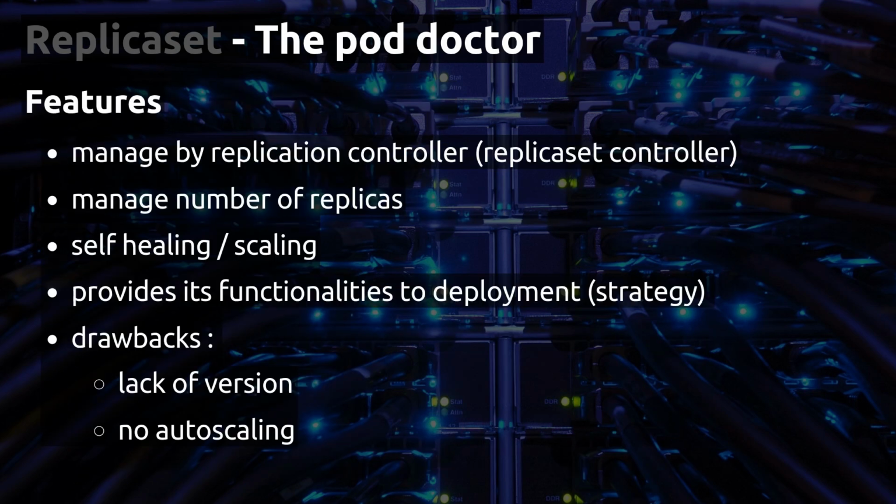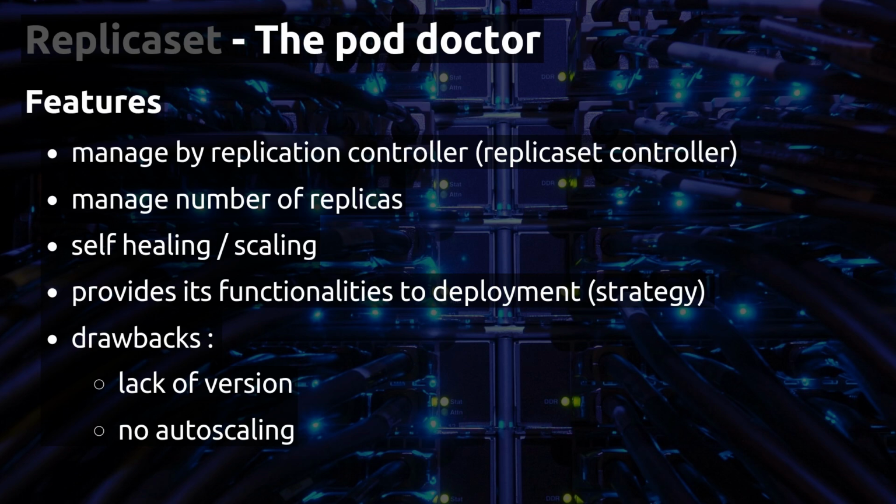So what is the role of a replicaset? This is like a pod doctor. First of all, the replicaset is managed by the replicaset controller, of course, and it allows you to manage the number of replicas and ensure it. To do that, it is based on self-healing and/or manual scaling. But it doesn't manage the deployment strategy. That's a role of the deployment, so we'll see it later.